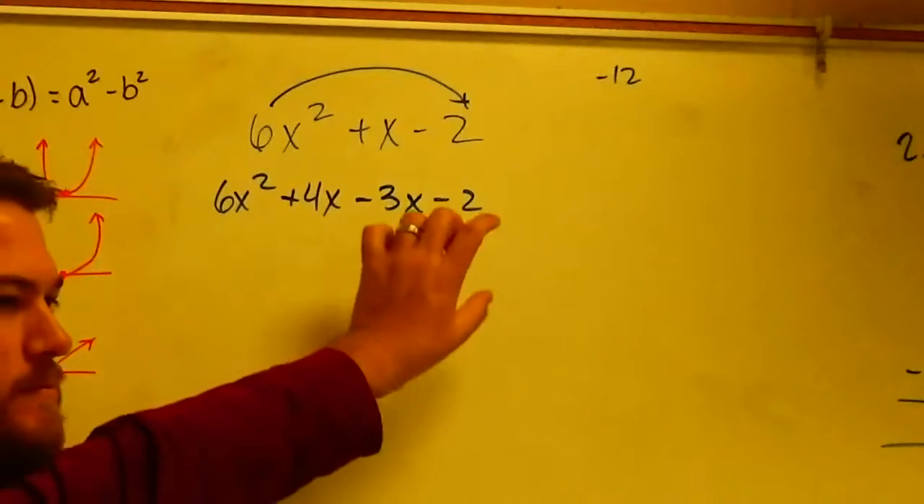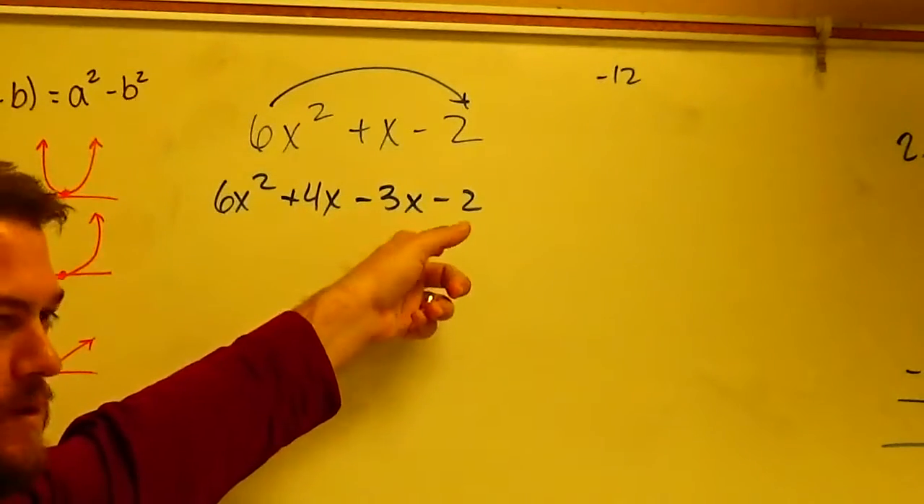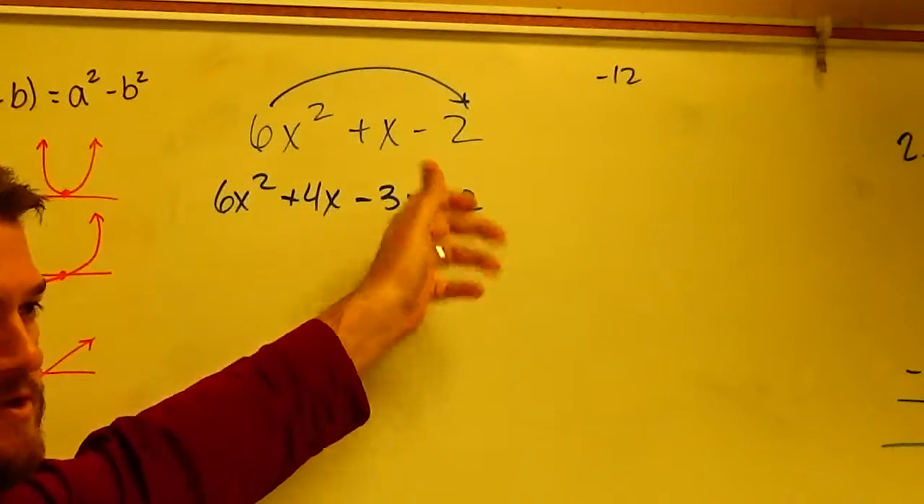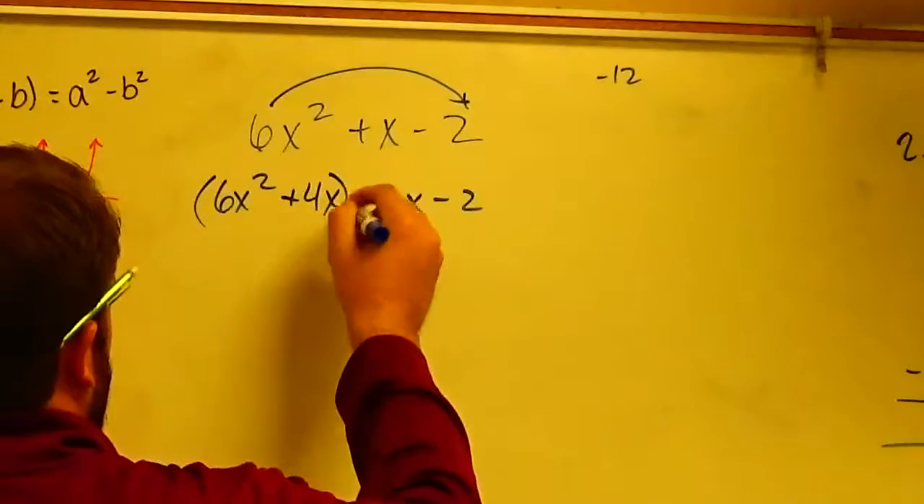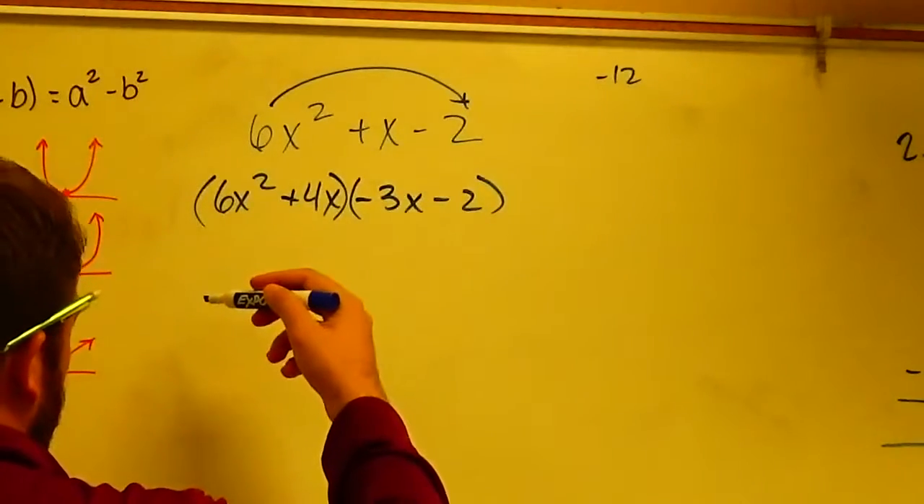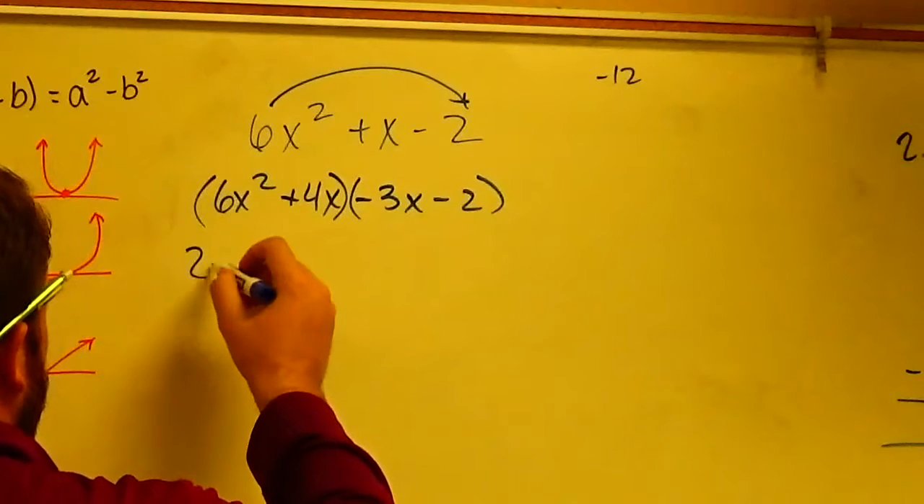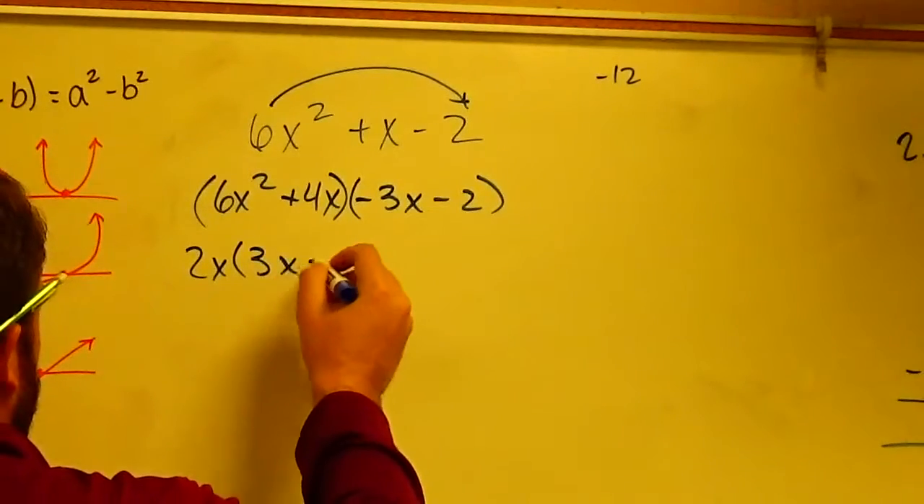If you had swapped them and put minus 3x and plus 4, that would have been fine. It'll still work out the same in the end. So for this first one, I'm going to factor out a 2. 2x, I'm left with 3x plus 2.